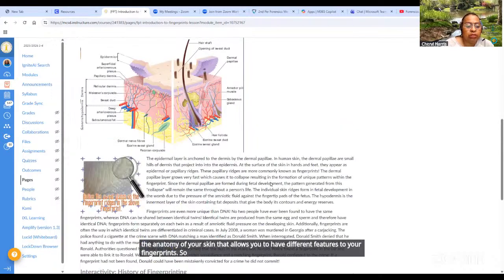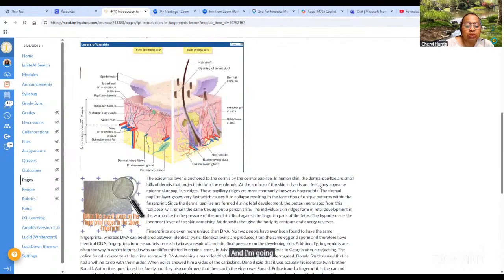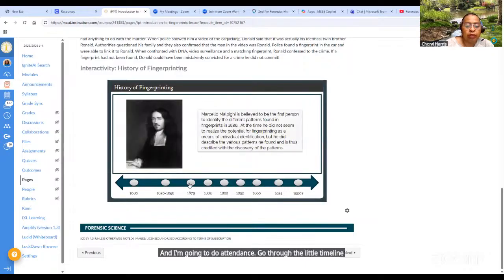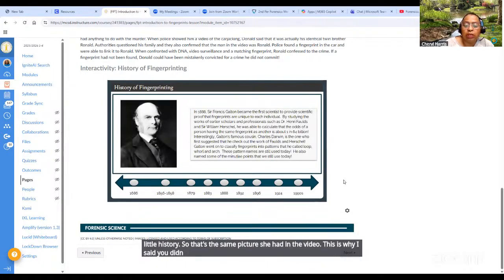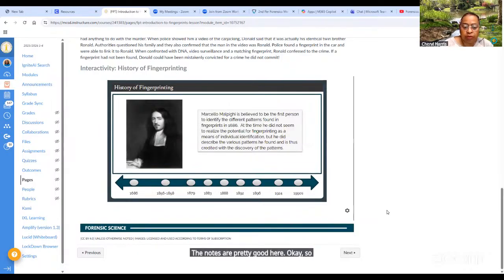So please read this section, and I'm going to do attendance. Go through the little timeline here. It gives a little history. So that's the same picture she had in the video. This is why I said you didn't have to take notes, because the notes are pretty good here. Okay, so give that a read, the introduction and this page.